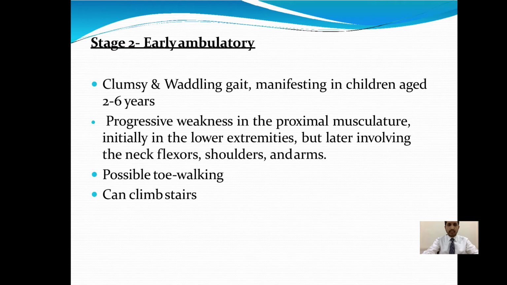Stage 2, in which the child starts to become clumsy and waddling gait starts. This usually happens at the age of 2 to 6 years. From this point, the progressive muscle weakness starts. This usually starts in the lower limbs, but later on it also involves the neck flexors, shoulders and arms. At this stage, the child is still capable of climbing stairs.